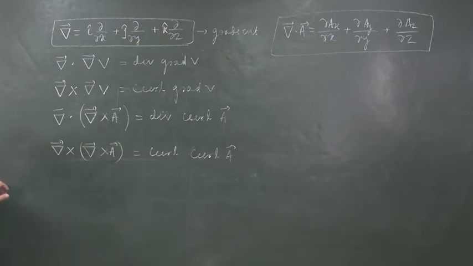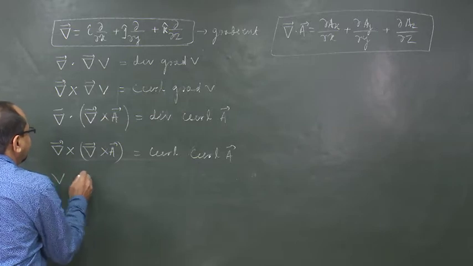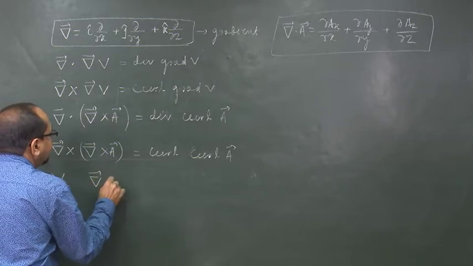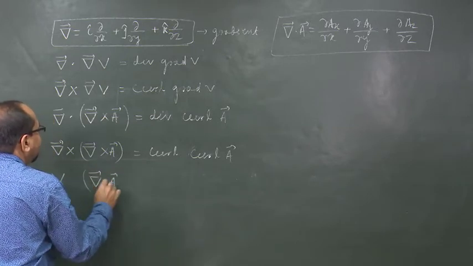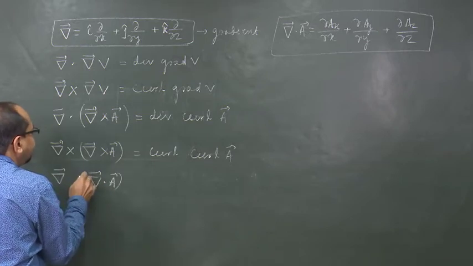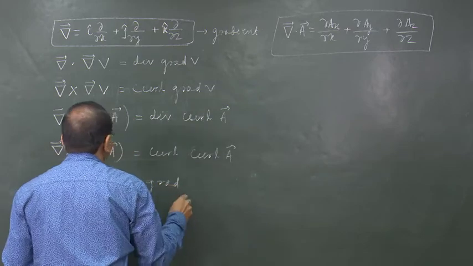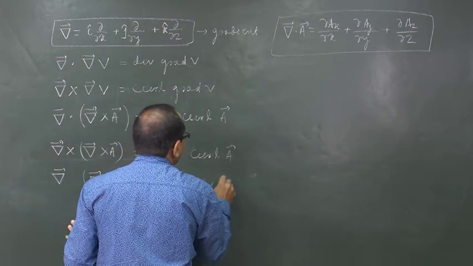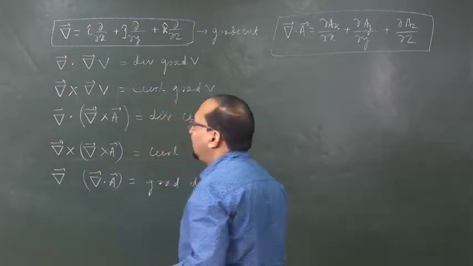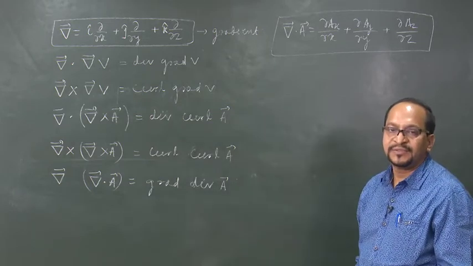Another only one operation left, that is divergence of A is a scalar. We can always take gradient of a scalar. So, this is gradient of div of A. So, these are the 5 double operations possible in the vector algebra.